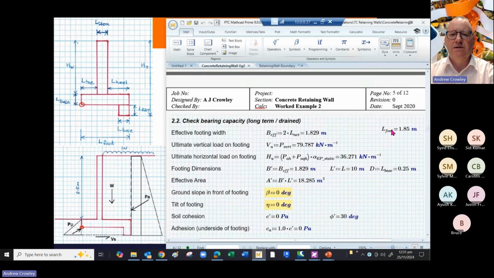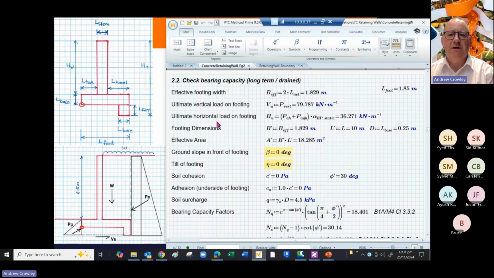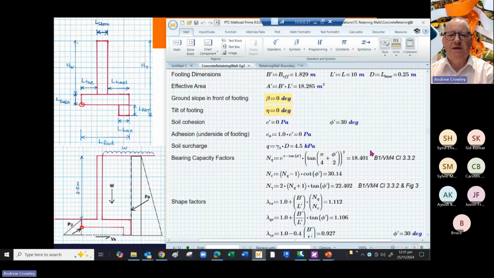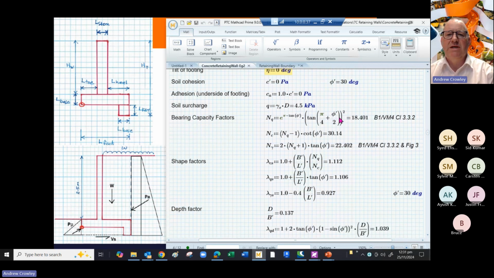Then we look at the bearing capacity in the long term, so the drained bearing capacity. Our effective footing width we've worked out from above. We've also got our ultimate vertical load from above as well, and our ultimate horizontal load, again, we've worked out from above. As we've said, the ground slope in front of the footing is 0 and the tilt of the footing is 0. Our soil cohesion is 0 and our effective angle of shearing resistance is 30. We're taking the adhesion under the footing, we're multiplying it by 1. There are different factors you can use there, but in this case we're multiplying it by 1.